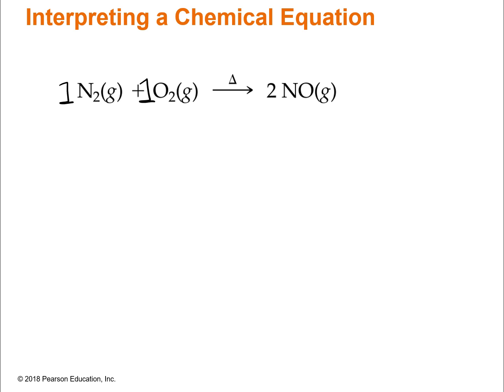If we were to talk about this in terms of how we're forming nitrogen monoxide, we could say 1 molecule of nitrogen gas comes together with 1 molecule of oxygen gas and creates 2 molecules of nitrogen monoxide.